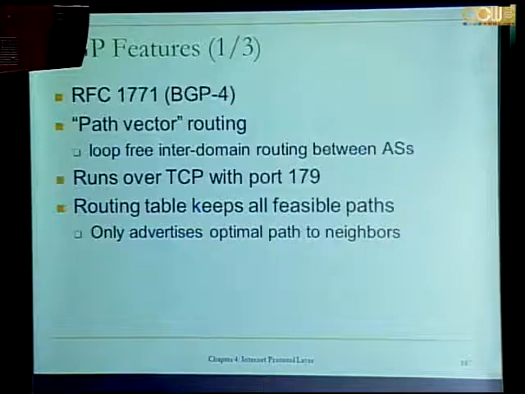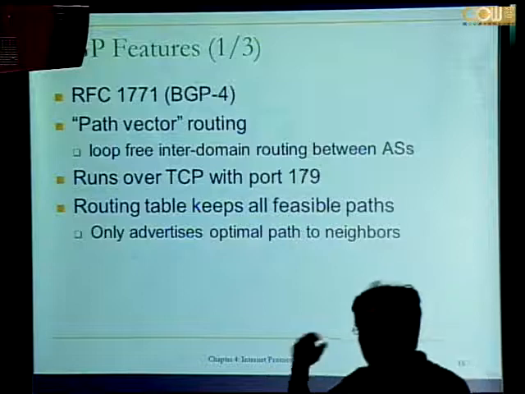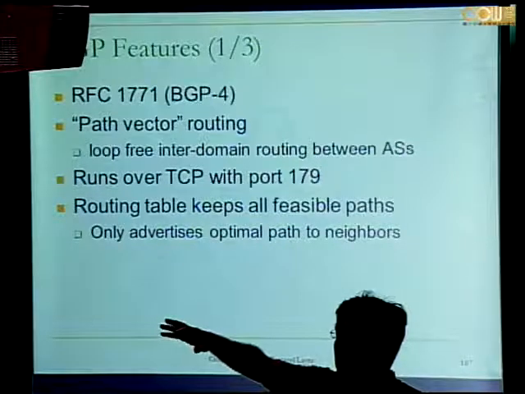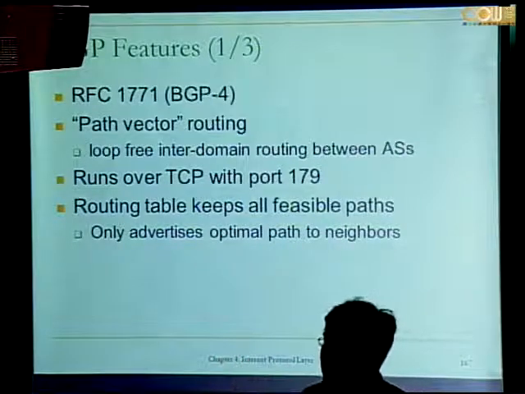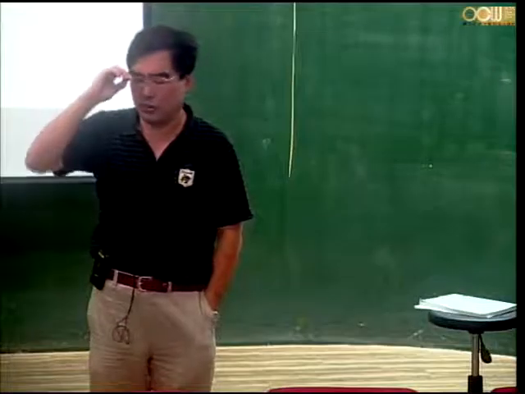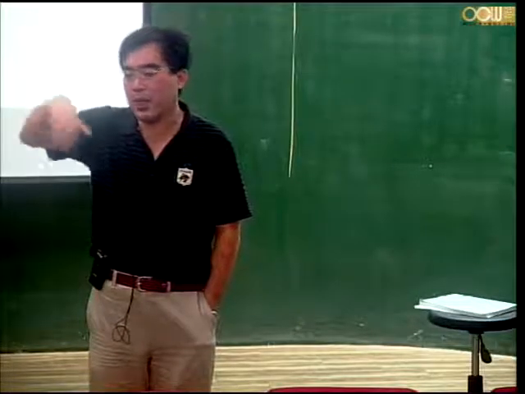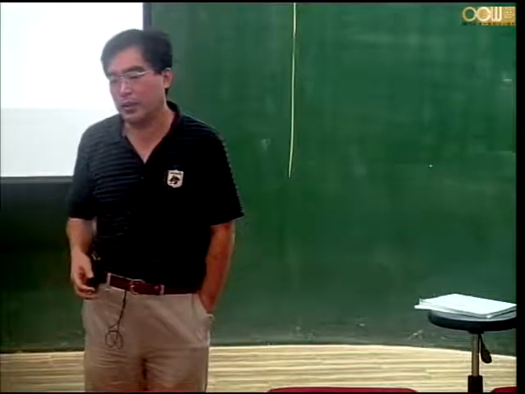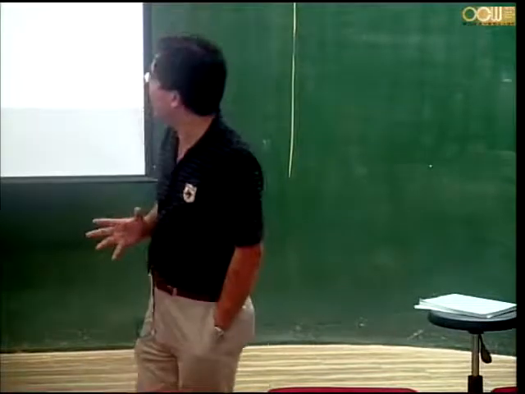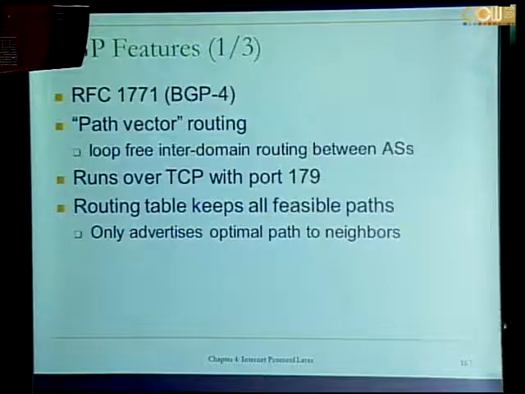And it runs over TCP because two backbone routers could be far apart. They are not immediate neighbors. In between, there are several routers, but all these routers are intra-domain routers, not inter-domain routers. So you need to use TCP to protect the exchanged path vector.